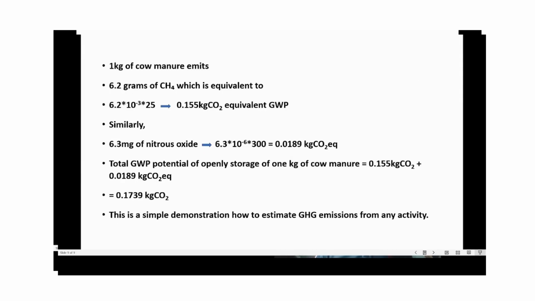Here you can see I have made some simple calculation, that 1 kg of cow manure is emitting 6.2 gram of methane, which is equivalent to 0.155 kilogram carbon dioxide equivalent. Similarly, 6.3 milligram of nitrous oxide is equivalent to 0.0189 kg carbon dioxide equivalent. So total global warming potential of open storage of 1 kg of cow manure equals 0.1739 kilogram carbon dioxide. So this is a simple demonstration of how to estimate greenhouse gas emission from any activity.